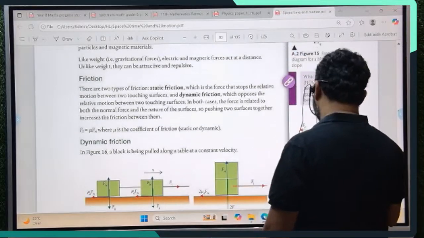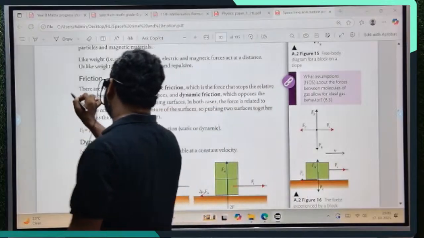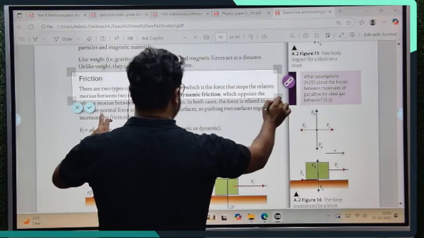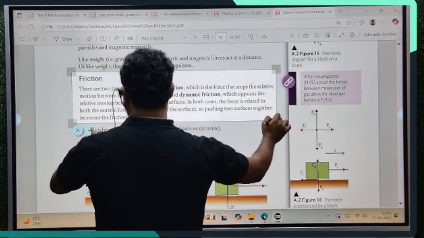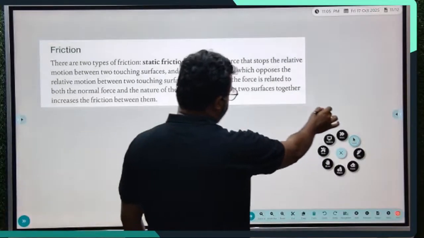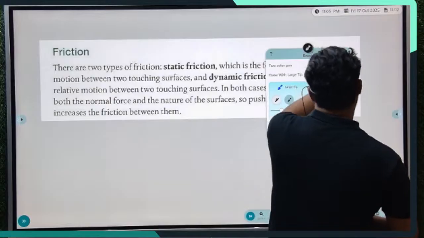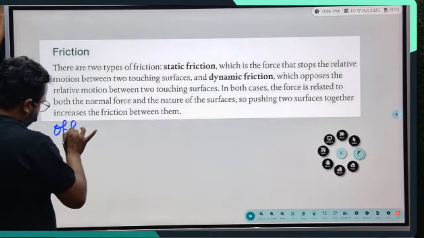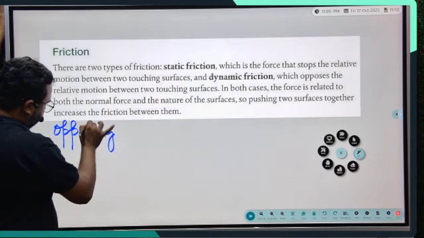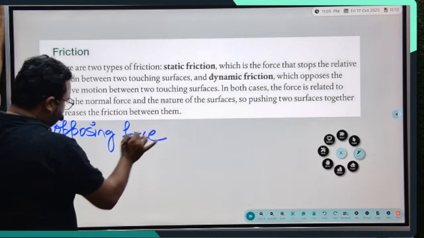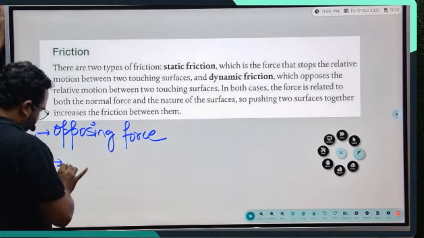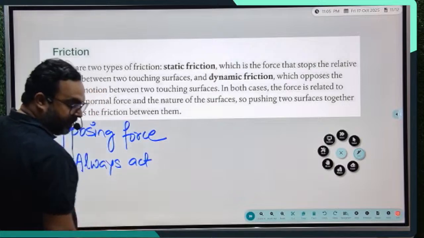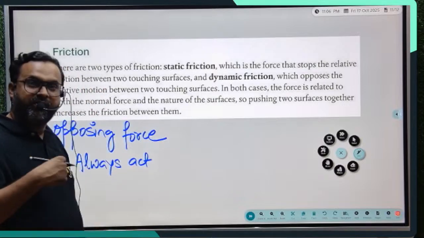Next article is basically friction. Friction means opposing force. It is basically an opposing force. It always acts in the opposite direction to that of applied force.